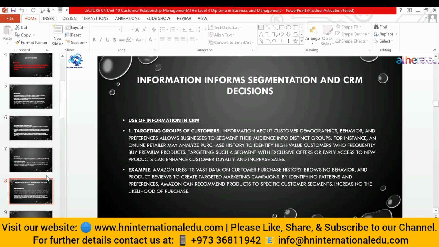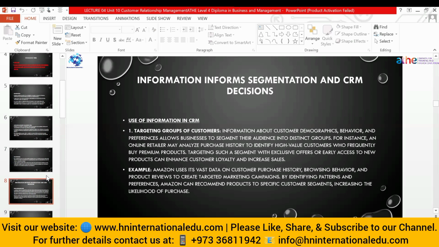Information informs the segmentation and CRM decisions. This is the crux of the question, 3.2. The first part is the use of information in the CRM. Targeting groups of customers. Information about consumer demographics, behavior, and preferences allows businesses to segment their audience into distinct groups. For instance, an online retailer may analyze purchase history to identify high-value consumers who frequently buy premium products. Targeting such a segment with exclusive offers or early access to new products can enhance consumer loyalty and increase sales.